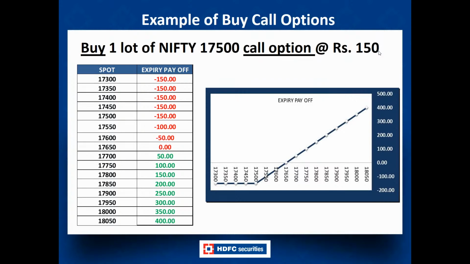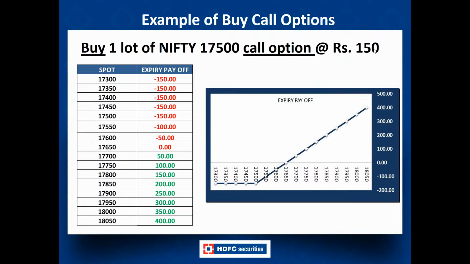But if Nifty starts moving above 17,500, your profit is unlimited if you're a buyer of an option. And that's the beauty of it. With a very small amount of capital, you can earn a good amount of returns. If you see the payoff chart and payoff table, if the market starts moving above 17,500, that is 17,800, 900 level, your profit potential is unlimited. But if the market closes on or below 17,500, your loss is restricted to 150 rupees per share and not more than that. Suppose Nifty closes at 17,900 on this expiry, you can make 250 rupees per share as a profit on an investment of 150 rupees.